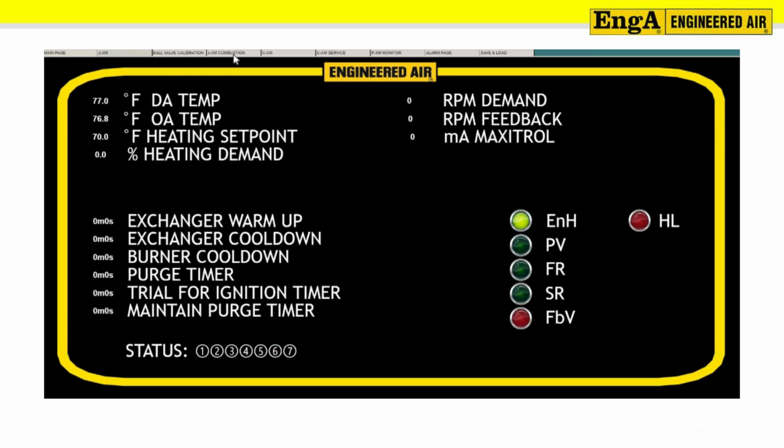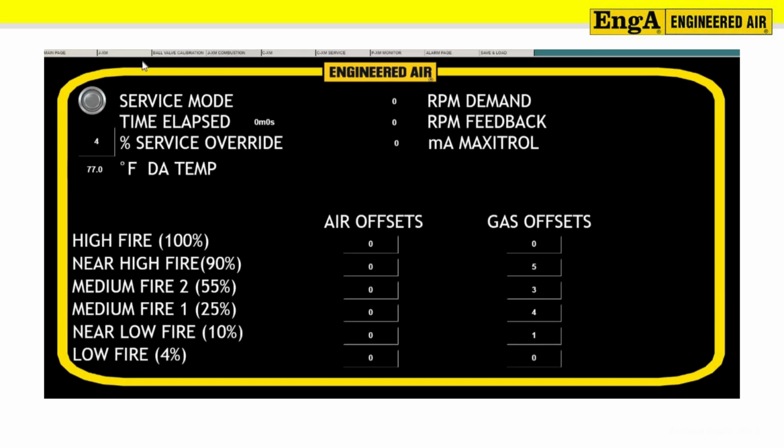Now go to the JXM combustion tab. Pressing the service mode button will put the burner into manual override mode. Therefore, if the burner is not already on, you will hear the combustion blower start up and go into pre-purge. Then the burner will light off and go into the firing rate shown here in the percent override. This override can be changed from 4 to 100% to match the combustion curve matching points shown here.